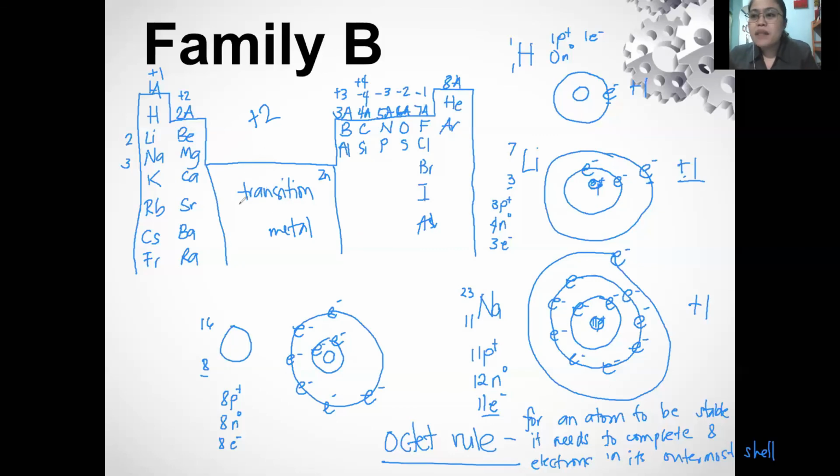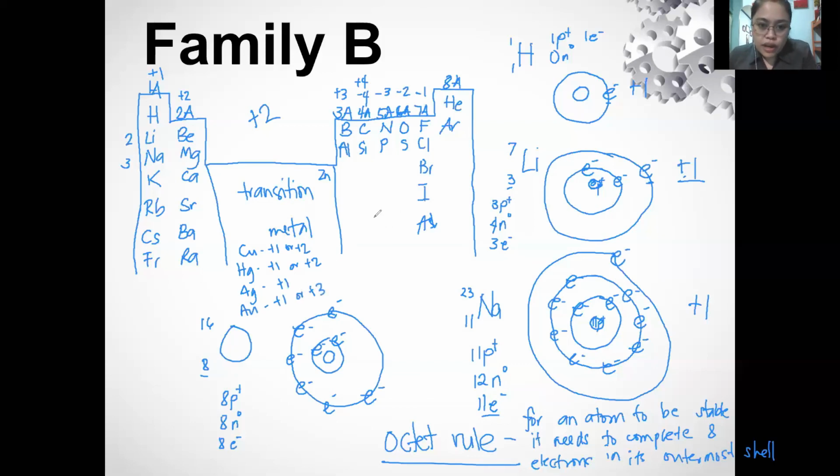Meron kasing mga elements na tigdadalawa yung charges nila or yung oxidation state nila. Like si copper can be positive 1 or positive 2. And then you have also mercury, which can be positive 1 or positive 2 also. And then you have silver, siya yung exception kasi hindi siya positive 2, positive 1. Isa lang yung charge niya pero positive 1. And then si gold ay pwedeng positive 1 or positive 3.